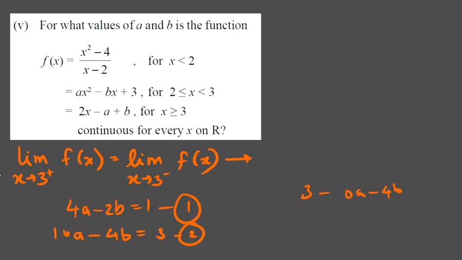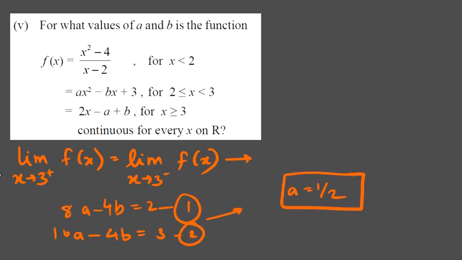And to solve equation 1 and 2, all you need to do is multiply this equation 1 with 2. So on doing that, we will have 8a minus 4b is equals to 2. Subtract the 2 of them. So when you subtract the 2 of them, you have minus 2a is minus 1. So a will be equal to 1 upon 2.